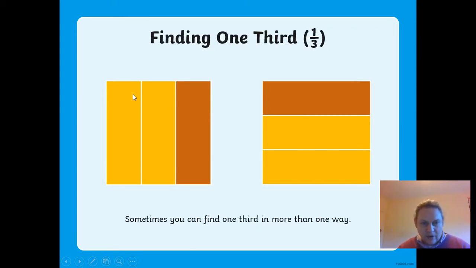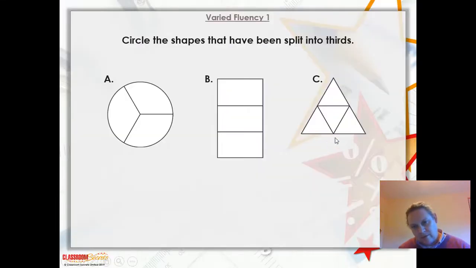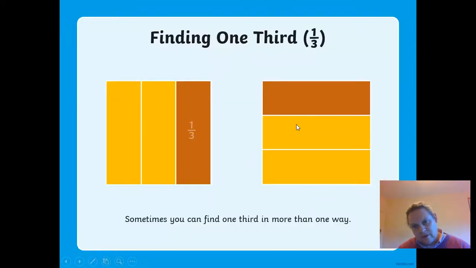Sometimes you can find a third in more than one way, and we've got a rectangle here divided up this way. There's our thirds, and then we've got it divided up the other way for our thirds. So it's the same shape divided in a different way. The main thing is that the parts it's divided into are exactly the same.